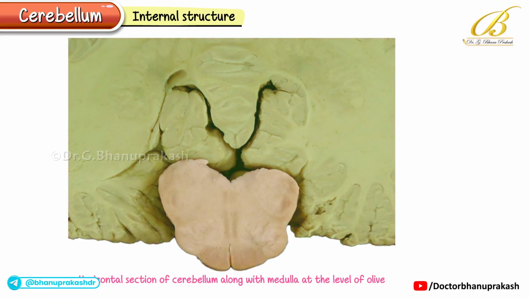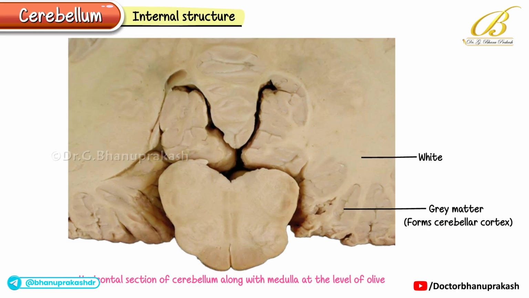The cerebellum, just like the cerebrum, has a very characteristic arrangement. On the outside, we find a layer of grey matter, which forms the cerebellar cortex. Beneath that lies the white matter, which forms the inner core. When we take a midline cut through the cerebellum, we can clearly see the vermis. On either side, the section also shows the tonsils of the cerebellum.